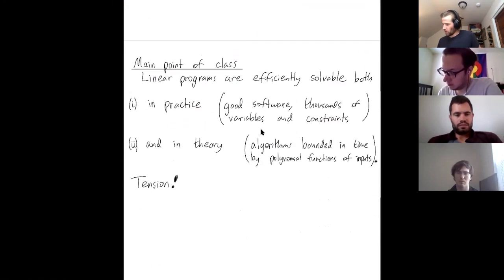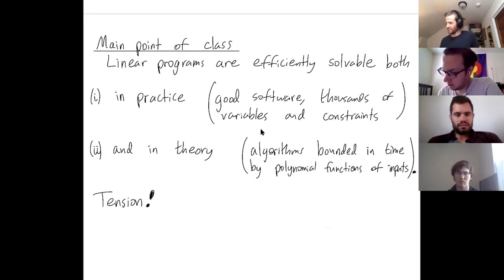Okay, so what is the main point of this class? Linear programs are efficiently solvable both in practice and in theory. In practice, there's good software implemented in many different languages. You can have thousands of variables and thousands of constraints. And what you use here is something called the simplex method or the simplex algorithm.